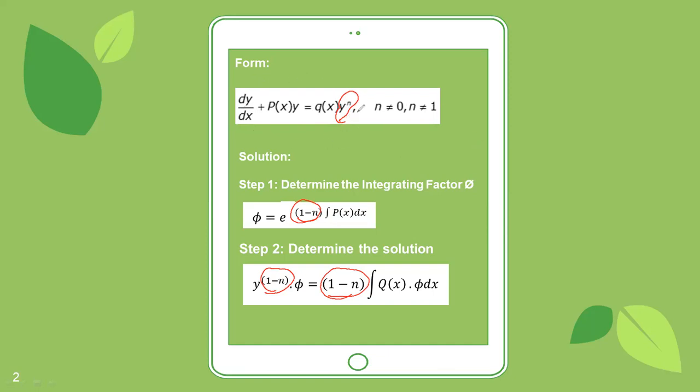If n is equal to 1, this is separable. Why? You just have to transfer the p of x to the other side and then factor out the y. That makes it separable already. Your y should go with the dy by division. Your dx should be transferred to your p of x and q of x, which you have combined. So the n in here should not be 0 or 1. Otherwise, in terms of form, it is not a Bernoulli equation.